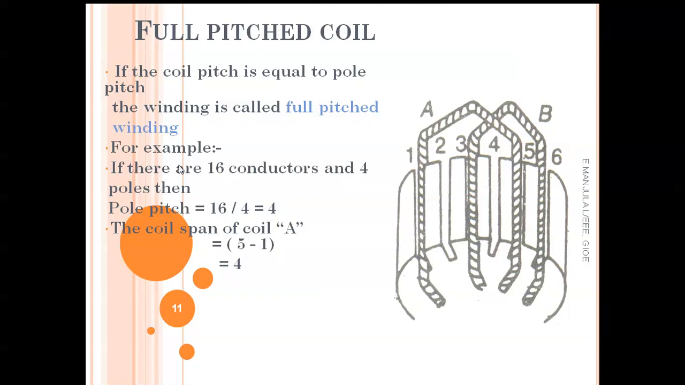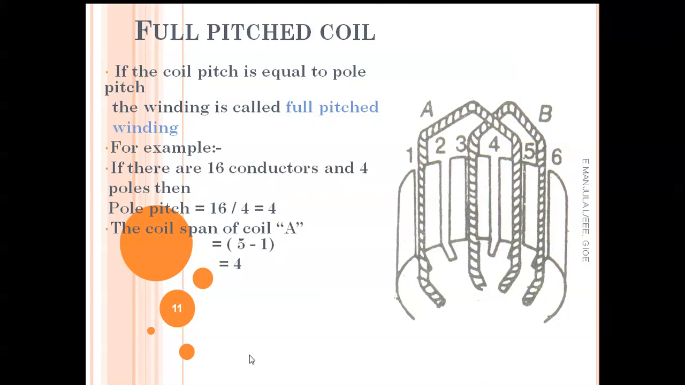Here, with an example, we can easily understand what a full pitched coil is. If there are 16 conductors and 4 poles, then the pole pitch is equal to 16 by 4, which is equal to 4. And the coil span of coil A, from the previous diagram, we know is 4. So when both the coil pitch and coil span are equal, it is called a full pitched coil.